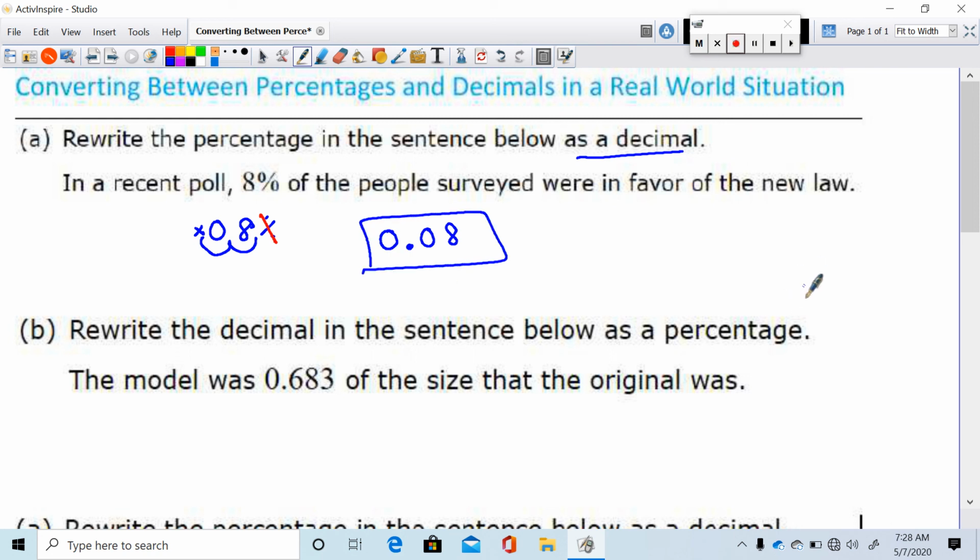Okay, so that's how I write that. This is going the other direction. Rewrite the decimal in the sentence below as a percentage. So in order, percentage means per 100. So 100 has 2 zeros. So I'm going to take 2 numbers after my decimal and write them down. Now you notice you have a third number, so that's where you're going to put the new decimal and just put a 3 there. And then put your percent sign and you're finished.